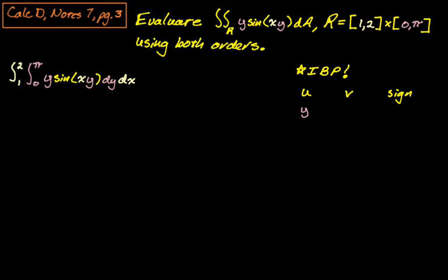So u is going to be y. And then for v, I have to integrate sine of xy, where y is the variable. So the integral of sine is negative cosine. But since I have x times y, and y is the variable, the derivative there would just be x. So I need a 1 over x. So I'm going to get negative 1 over x and then cosine of xy.